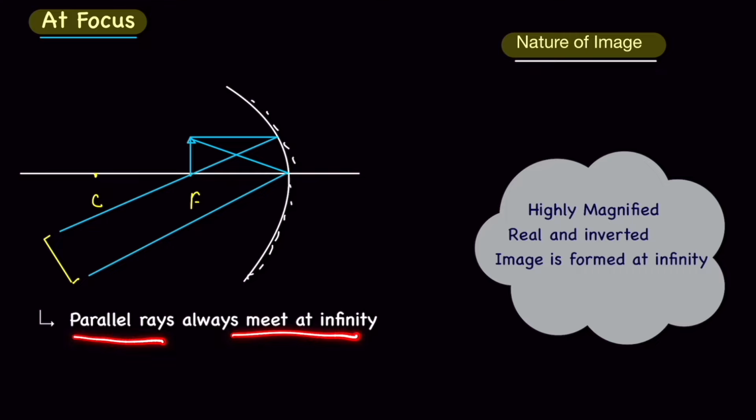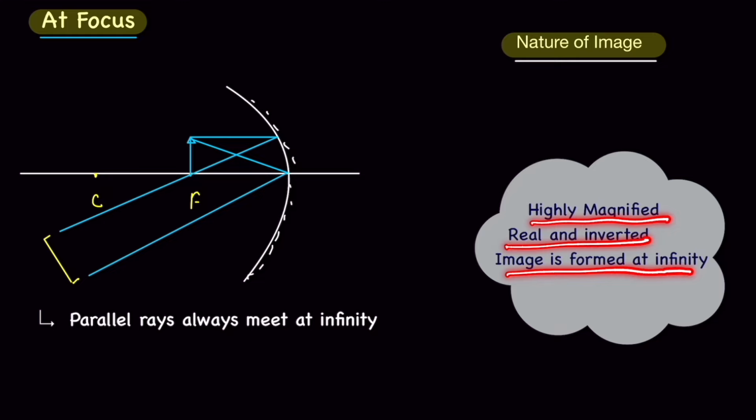And when two rays are parallel to each other, we assume that they will meet at infinity. When the image is meeting at infinity, it means that the height of the image is very big. It is highly magnified. So the nature of image is highly magnified, real and inverted. Image is formed at infinity. So you see all the images are real and inverted.